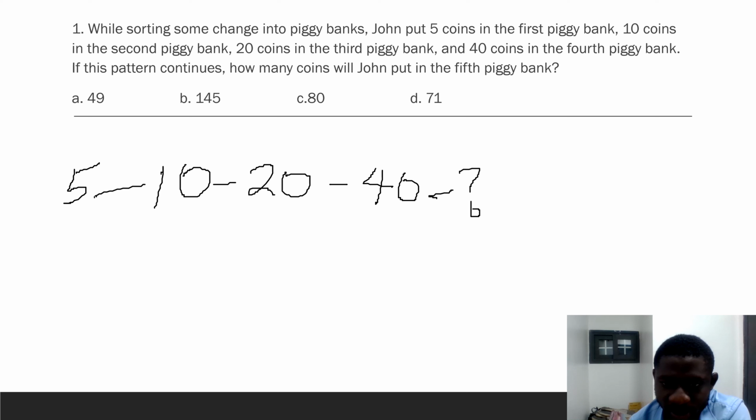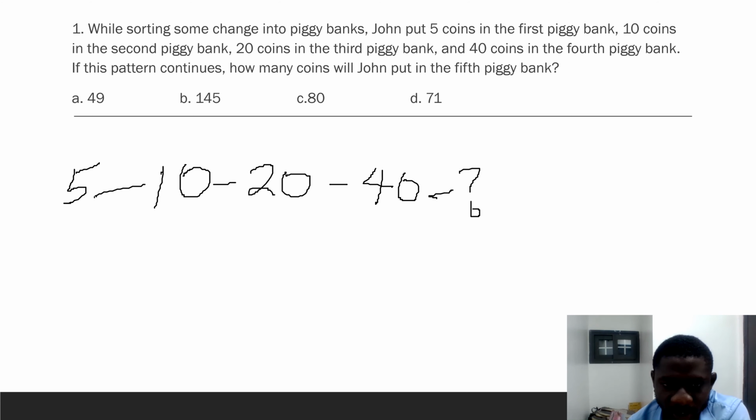While sorting some change into piggy banks, John put 5 in the first piggy bank, then in the second he put 10. In the third he put 20. In the fourth he put 40. If this pattern continues, how many coins did John put in the fifth piggy bank? Question mark. So now let us try to identify what pattern is being used in this question.